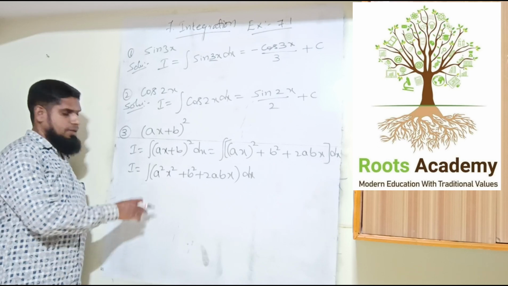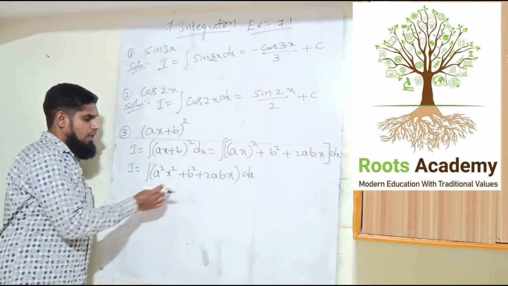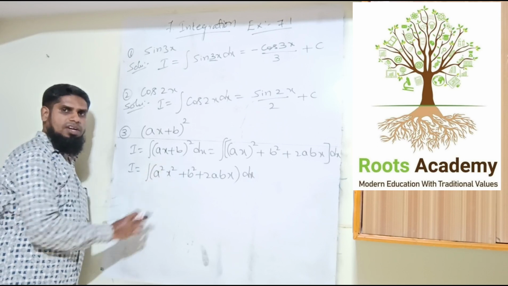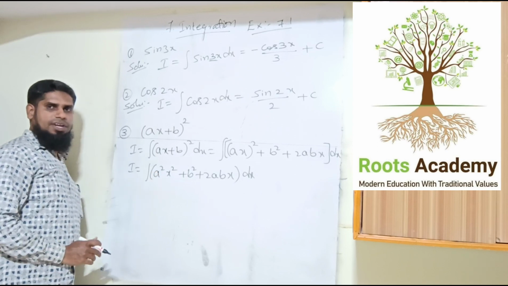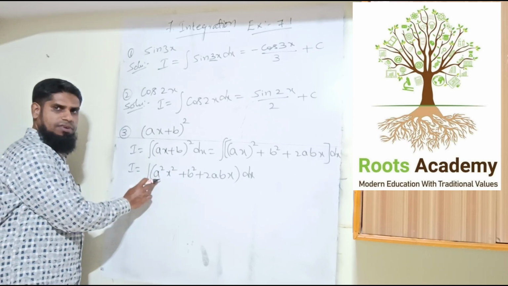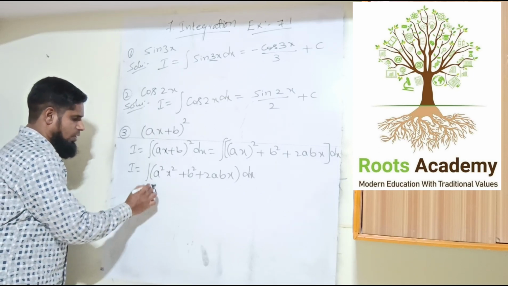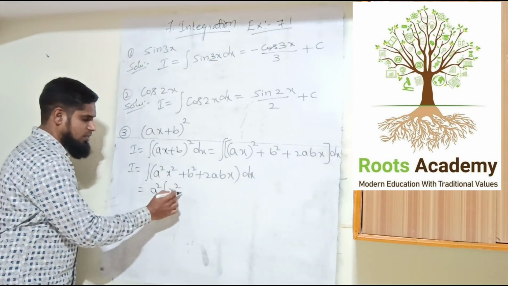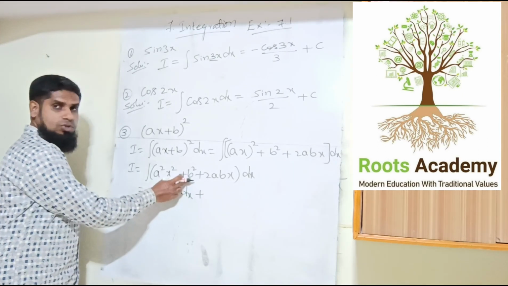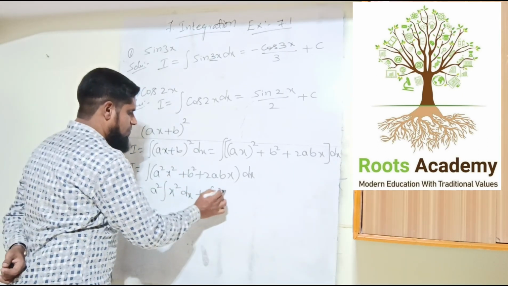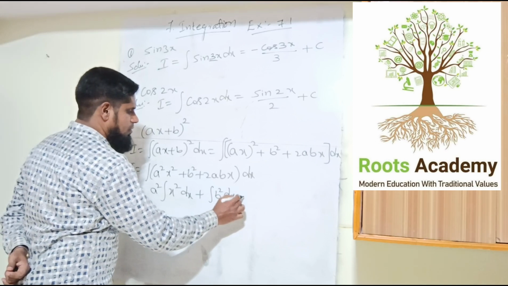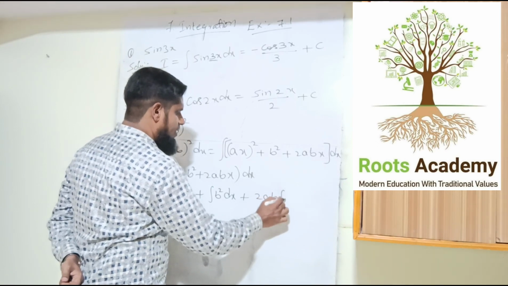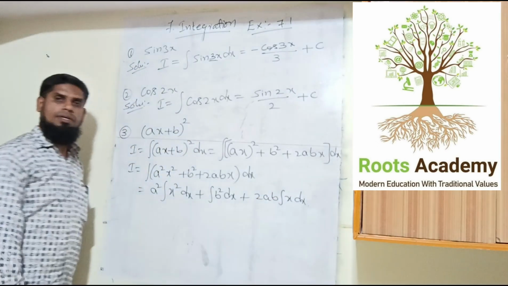Now yes student, these 3 terms we should integrate, and under integration if any coefficient comes to x or whatever the integral function, that we will take out of the integration, because this is a coefficient, we cannot integrate this. So a square is out of the integration into x square dx, plus b square, it is a constant, so integration of b square dx, plus 2ab is a coefficient, 2ab is out of the integral, x dx.